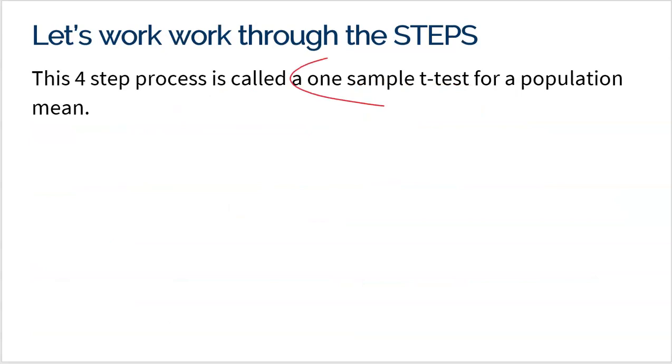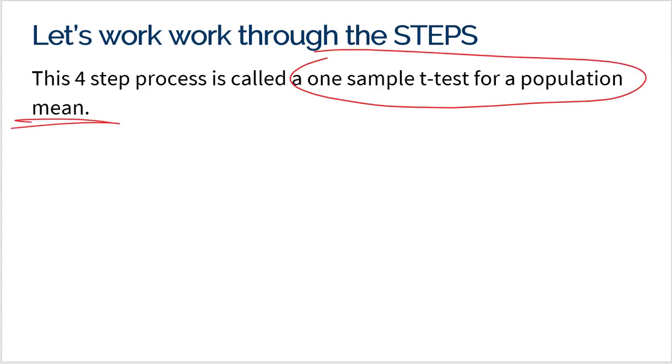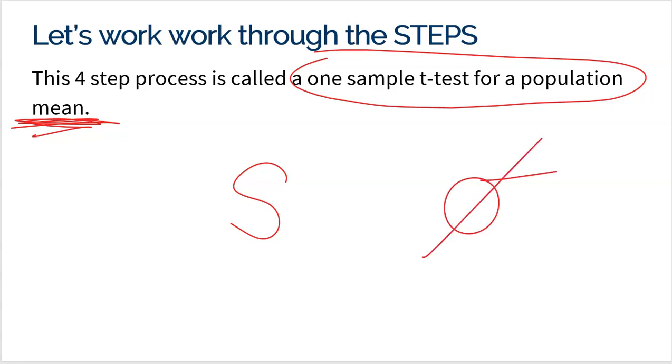This is called a 1-sample t-test for a population mean. So it's a t-test because we're using a t-distribution. Please, this might actually come up on the AP test. Why are we using a t-distribution? Because we only know S, the sample standard deviation. We do not know the standard deviation of the entire population, unfortunately. Sorry. So that is why the t-model is needed.